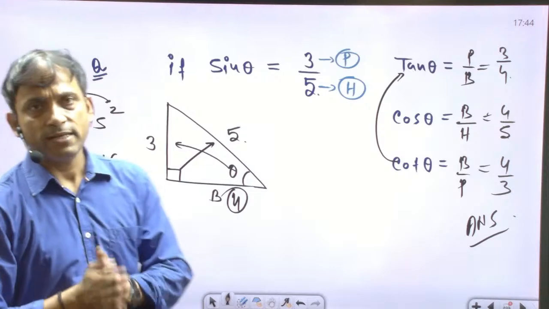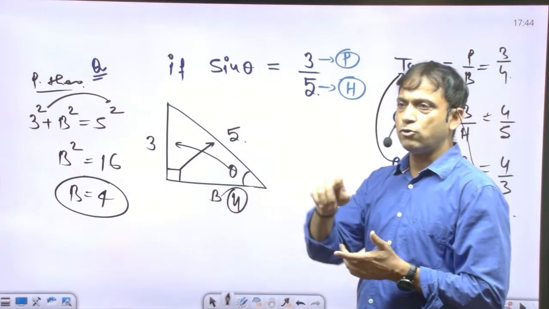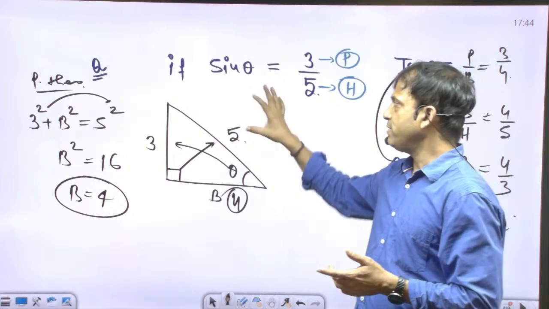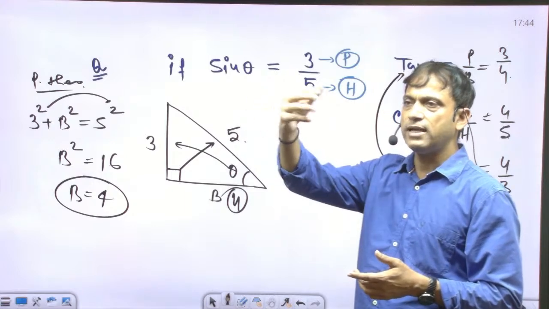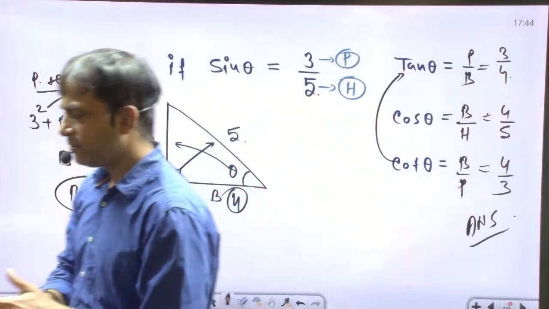So this is the first class, and in the next class, after 0, 30, 45, 60, I will explain 22.5, 11 degree, 7 degree, 70, 50, etc. Okay. Thank you guys.